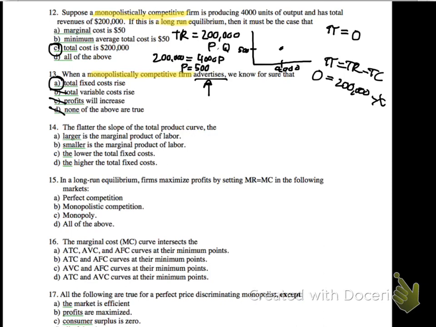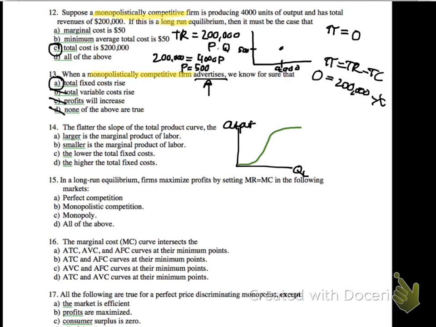The flatter the slope of the total product curve, the what? So here's your total product curve. It increases as more workers come, and then if you have too many workers, you start to be less and less productive. That's the law of diminishing returns. This is quantity of labor, workers, and then output.